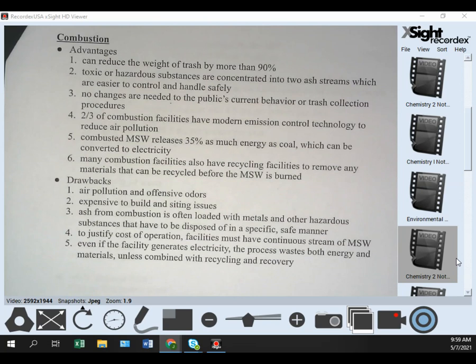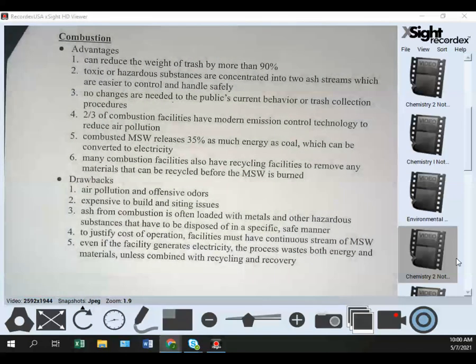There's really nothing else we're going to do with it. So getting any percentage of energy from it should be beneficial, as long as the process doesn't require more energy to get to that point. Many combustion facilities also have recycling facilities to remove any materials that can be recycled before the MSW is burned. So we already saw that.